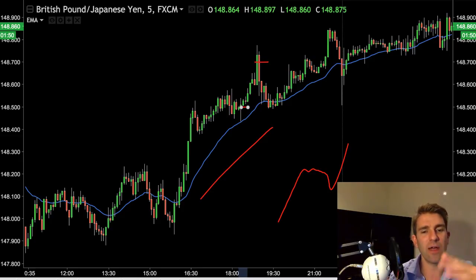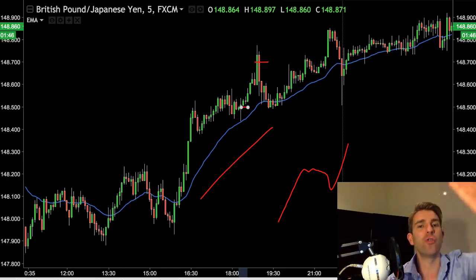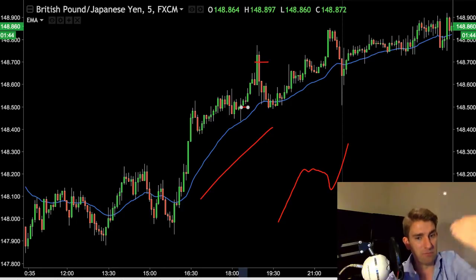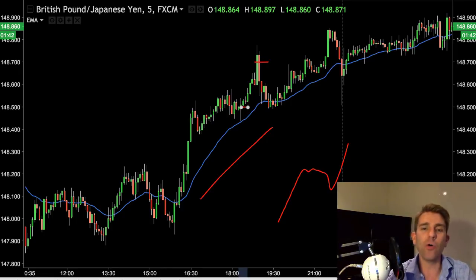So you've got the angle there, and the price has to be above it as well if you're going long or below if you're going short, to show that there is still momentum. It hasn't reversed and come back under it. So all in all, I quite like the strategy.